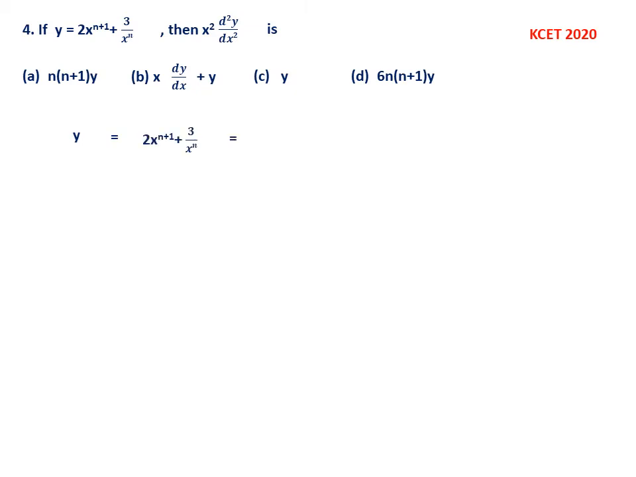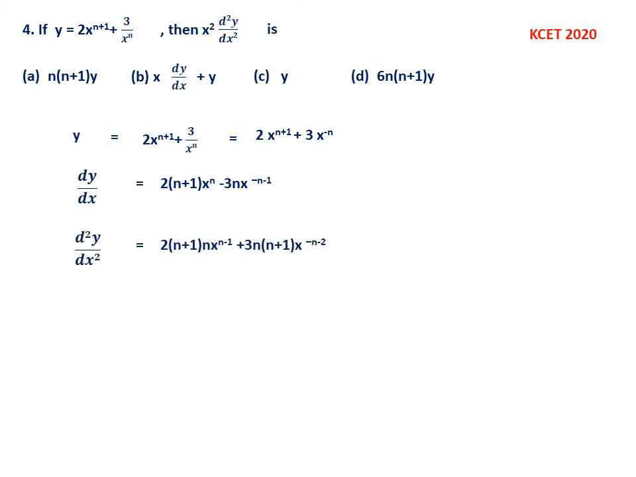Now y equals 2 x power n plus 1 plus 3 by x^n can be written, so that it is easy for us to differentiate, as 2 into x power n plus 1 plus 3 into x power minus n. So write it in the exponential form. Now differentiate: dy by dx equals 2 into (n plus 1) into x power n, minus 3n into x power minus n minus 1. Then once again differentiate. You get 2 into (n plus 1) n into x power n minus 1. The second term becomes plus because of the two minus signs, so it is 3n into (n plus 1) x power minus n minus 2.